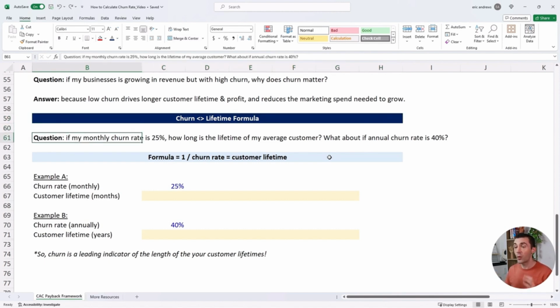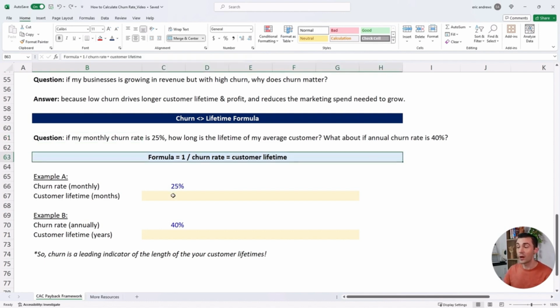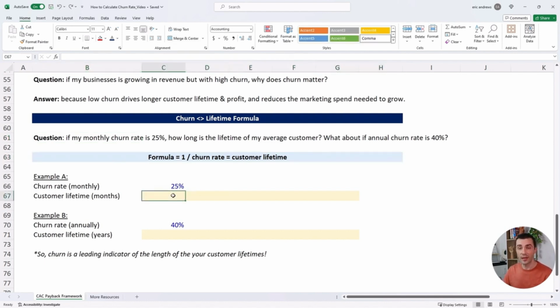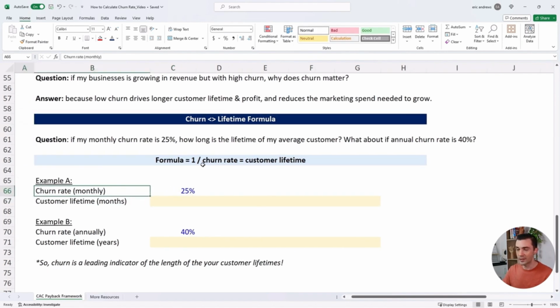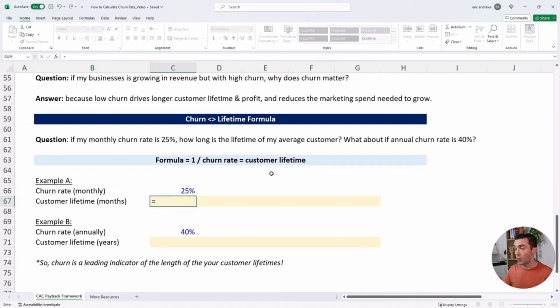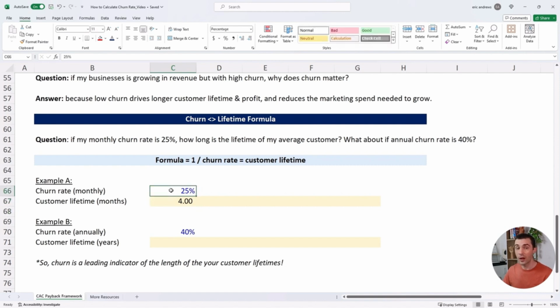And so the question is, if my monthly churn rate is 25%, how long is the lifetime of my average customer? So the formula is 1 divided by the churn rate equals the average customer lifetime. So here's your churn rate, 25%. 1 divided by 25% is 4. So if you're churning off 25% of your customers a month, your average customer will have a 4-month lifetime.